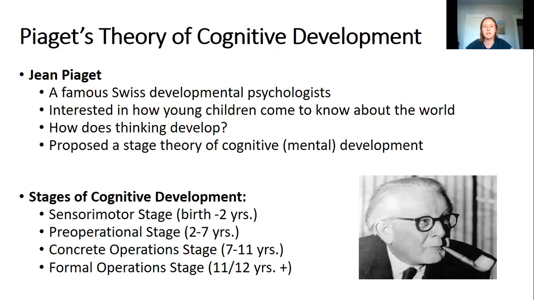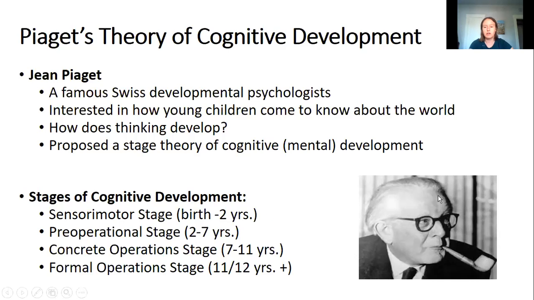He came up with a series of really creative and ingenious tasks and challenges that exposed the mental capabilities and limitations of children at different points in time. And he ended up proposing a famous stage theory of cognitive or mental development. You might remember the word cognitive just means thinking. So he was so interested in how thinking develops. How do we think about the world and reason about the world around us?